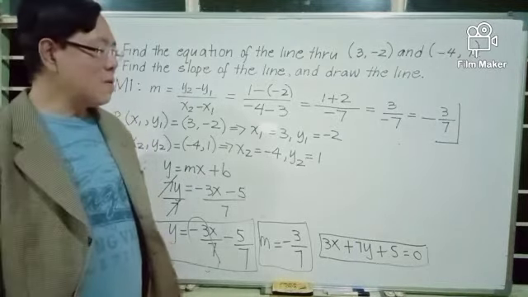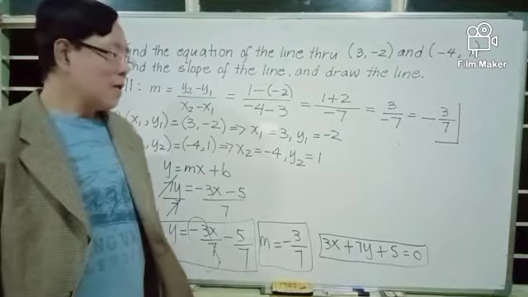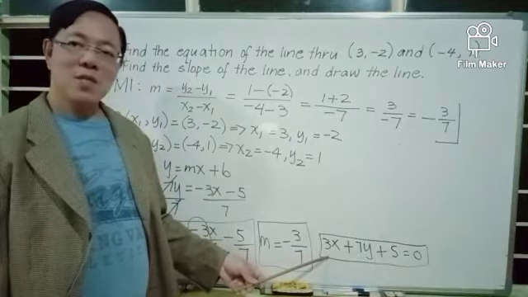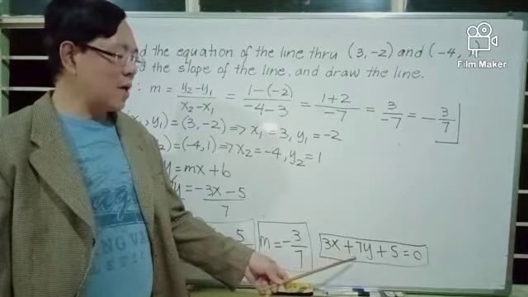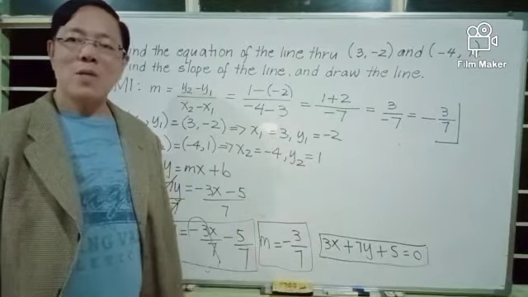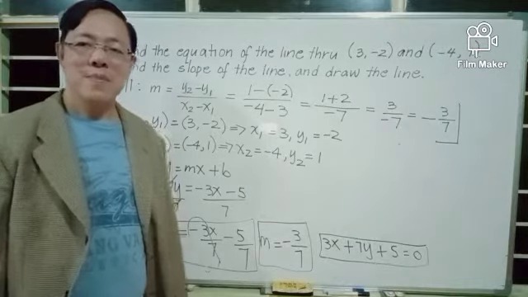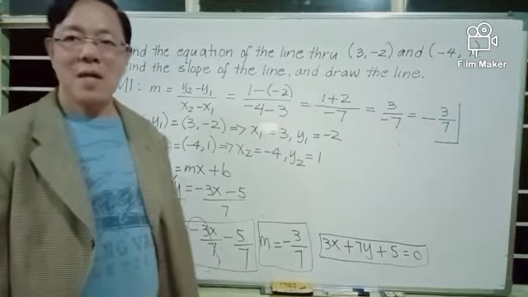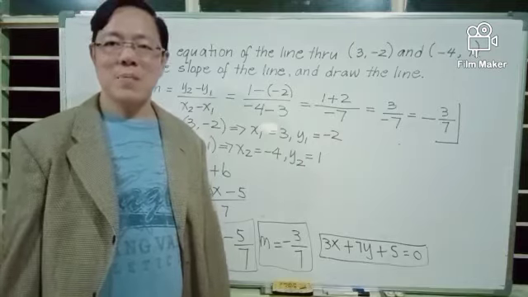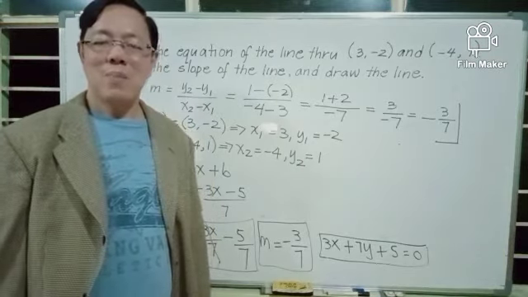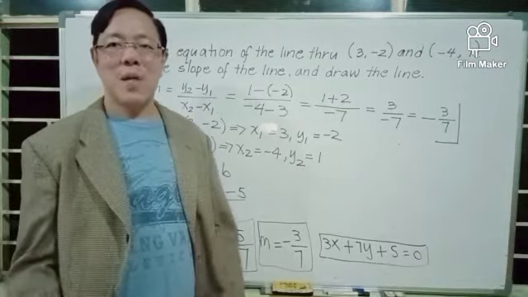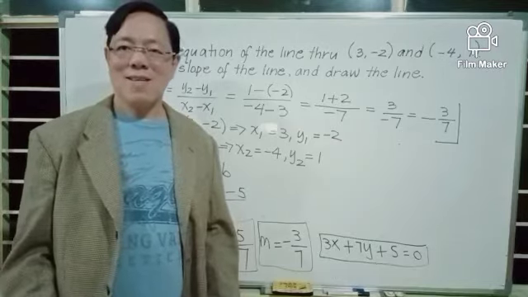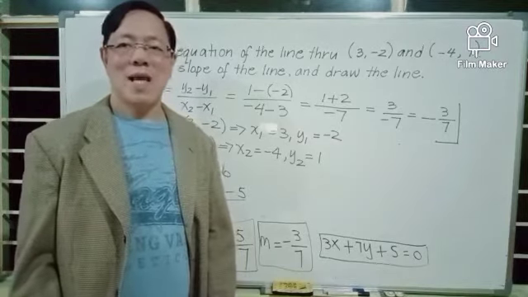Next, we will now sketch the line. We draw the line passing through these 2 points with equation 3x plus 7y plus 5, and we will draw the line by plotting, by finding first the intercepts of the line, and we plot these intercepts in the Cartesian plane, and we connect these intercepts with a straight line.